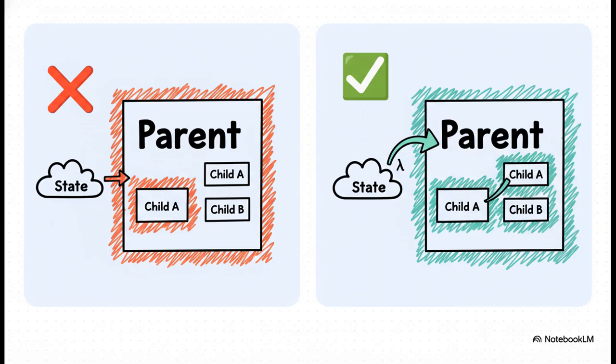But on the right, we pass a little lambda function instead. The state is only read inside the specific child that actually needs it. This means only that tiny part of the UI recomposes. It's such a small change, but the performance impact is massive.